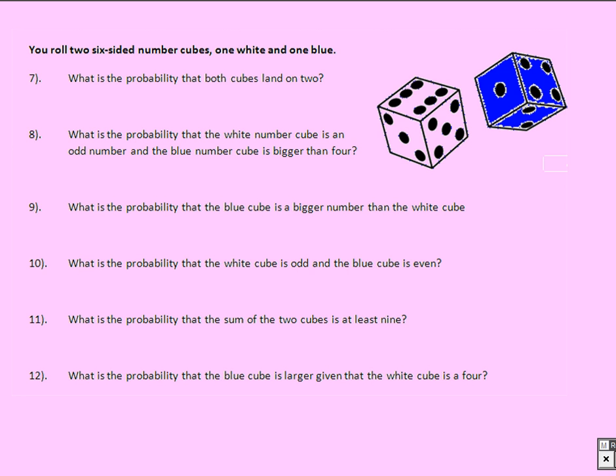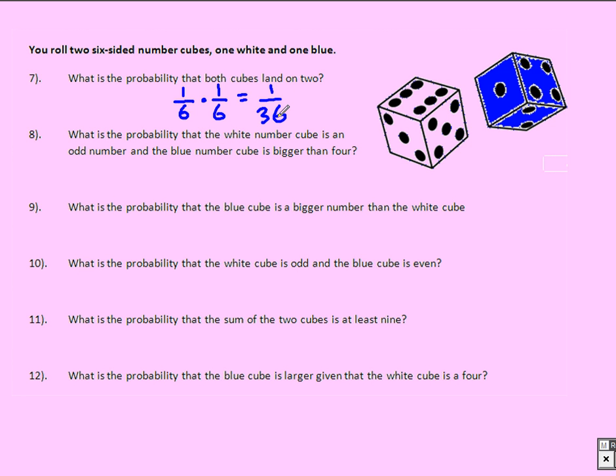Next page, we got 2 dice being rolled. What's the probability that both land on a 2? So that means 1 out of 6 is your probability that the white one lands on a 2, and 1 out of 6 is that the blue one lands on a 2. So you multiply because you said the word and. White cube and blue cube, so 1 out of 36.